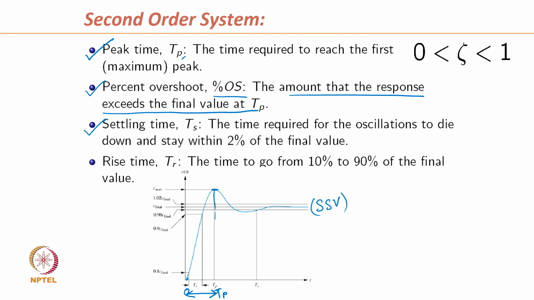Settling time. Settling time is the time required for the oscillations to die down. As we can see, the oscillations take a lot of time in completely dying out. So, we define a range when the oscillations are within 2% of the final value, 2% or 5%, that depends on application. For example, when the output remains within 2% of the final value, the time taken to reach that is your settling time.